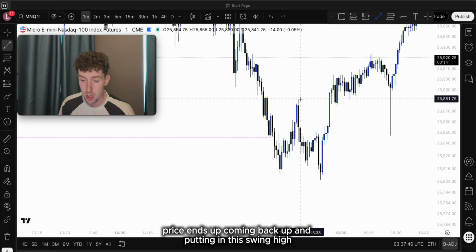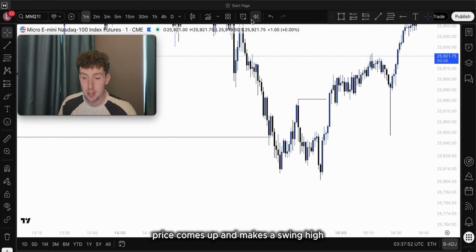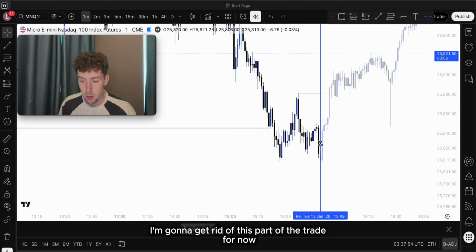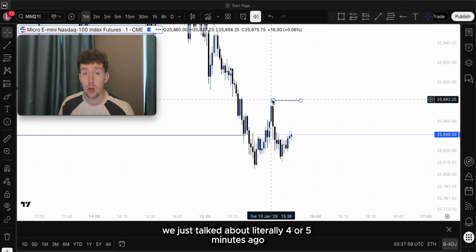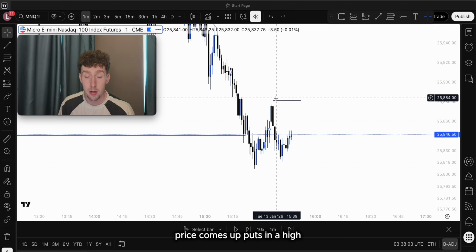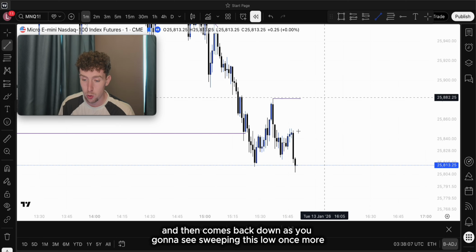As you can see, price ends up coming back up and putting in this swing high right here. Agreed. Price comes up and makes a swing high. I'm going to get rid of this part of the trade for now. Price makes this swing high we just talked about literally 4 or 5 minutes ago. Price comes up, puts in a high, and then comes back down, as you're going to see, sweeping this low once more.